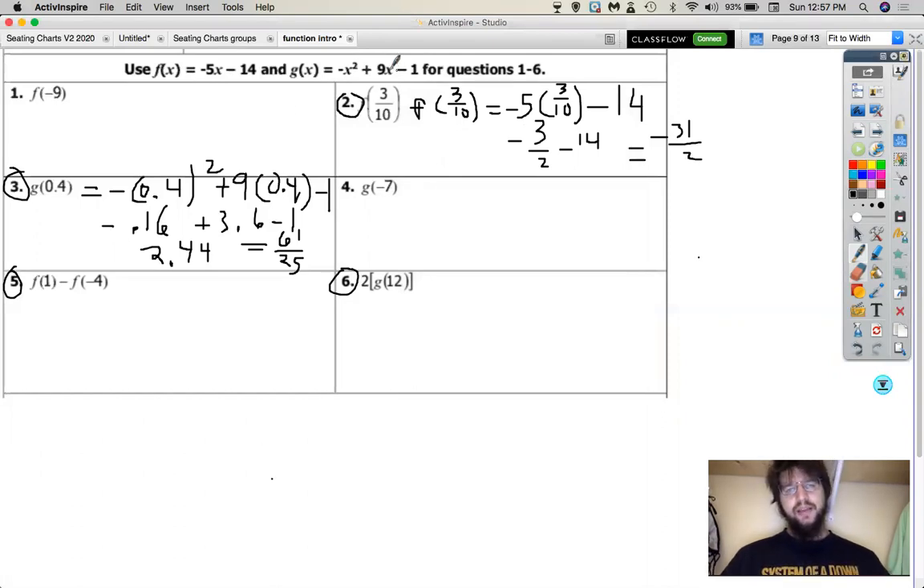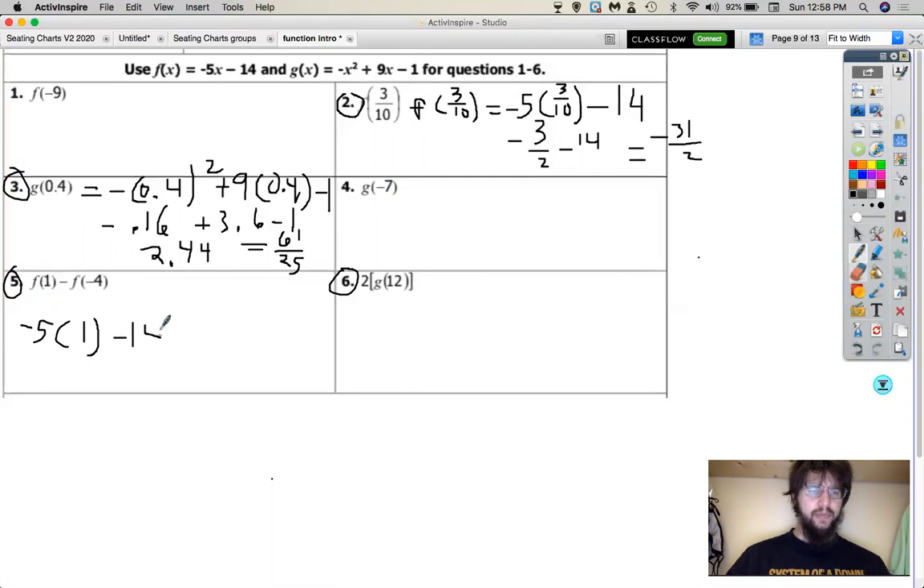And just plug that in here, f of 1 minus f of negative 4. So that means we have to do two different things. So let's do f of 1. I'm going to actually just write it out. Negative 5, I'm plugging in 1, minus 14. I need to subtract. What do I need to subtract? This whole thing. So put it in some parentheses or brackets.